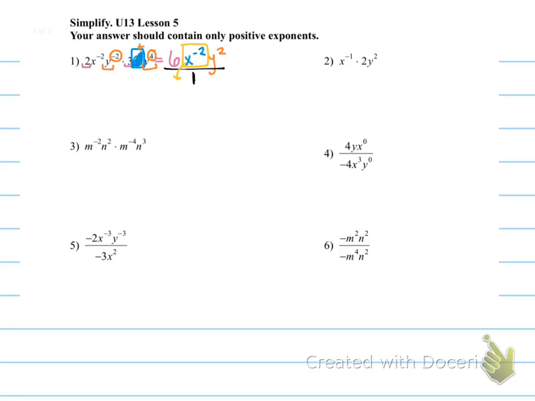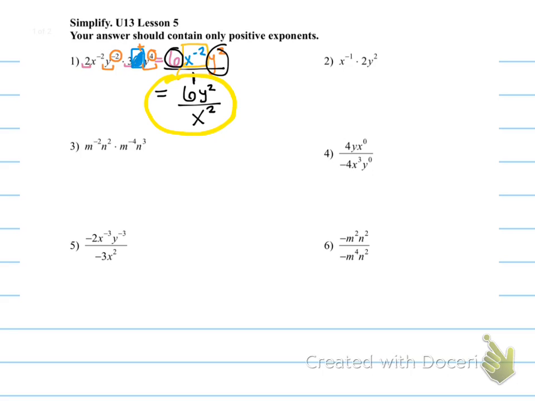So my final answer here is I'm going to leave that 6 and the y squared on my numerator, but then on my denominator, I'm going x squared. I'm moving that x to the negative 2 on the bottom, and when I do that, it makes that positive. So my final answer here is 6y squared over x squared.